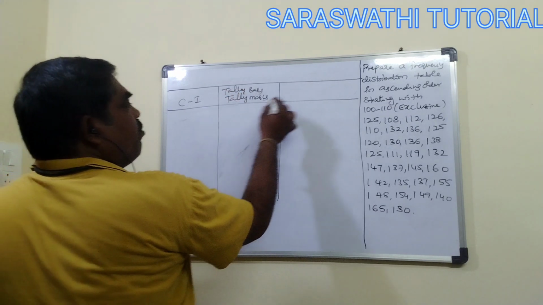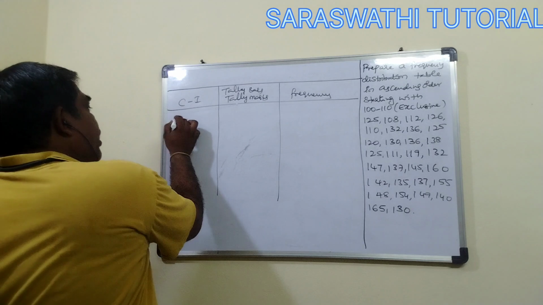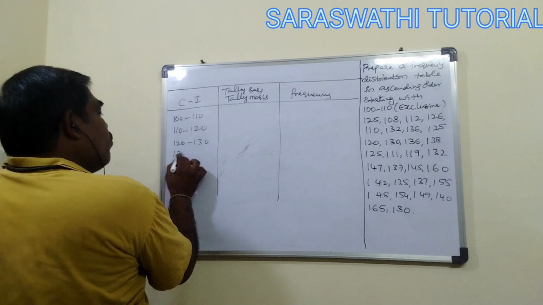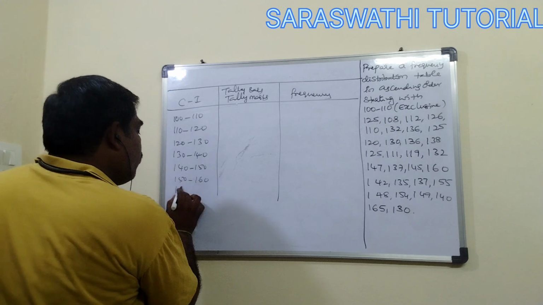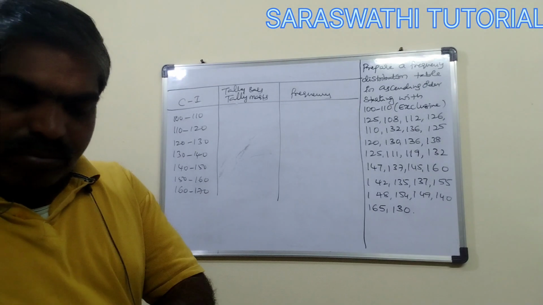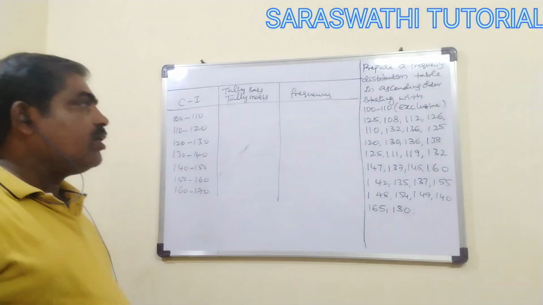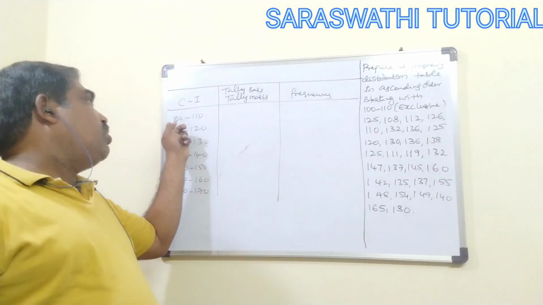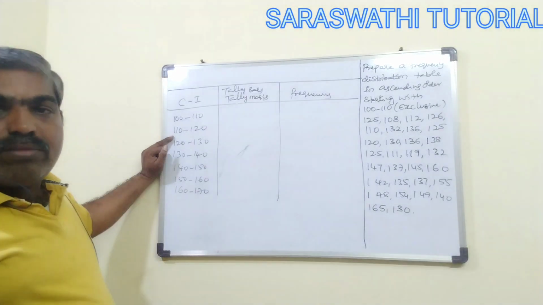Tally bars or tally marks, and frequency. So 100 to 110, 110 to 120, 120 to 130, 130 to 140, 140 to 150, 150 to 160, 160 to 170. Here we are taking the exclusive method. We have to take up to 109. So 110 starts from the second class interval.